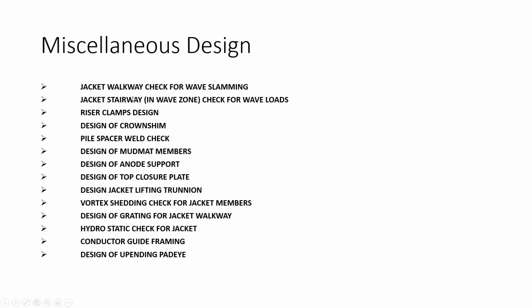Apart from the in-place analysis, we have to do some miscellaneous checks. For the jacket walkway, check for wave slamming; for the jacket stairs, check for wave loads in the wave zone; riser clamp design; crown shim, pile spacer, mud mat and members; anode support; top closure plate; trunnion and vortex shedding; grating; hydrostatic check for jacket; and conductor guide. These are all the miscellaneous calculations we have to do. They will be part of the secondary design calculation report.